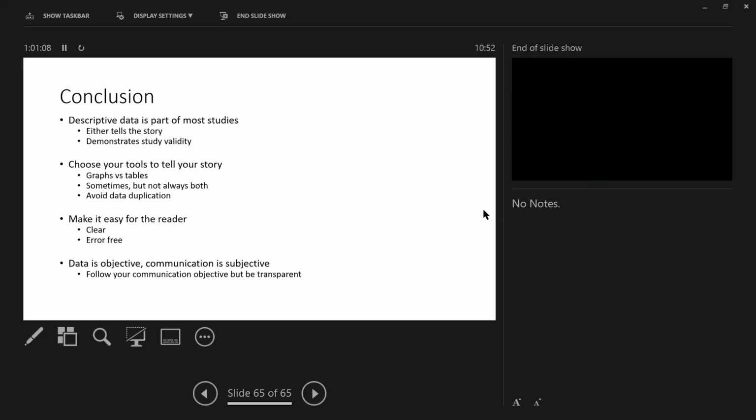Make it easy for the reader. Make your tables and your graphs clear. Have clear and simple messages. Make sure there are no mistakes. And the data is what it is, but how you convey it is subjective. So think about what your communication objective is. Be transparent. Be upfront about the limitations of your data. Give your reader the tools they need to decide whether you are being transparent or whether you're being manipulative.